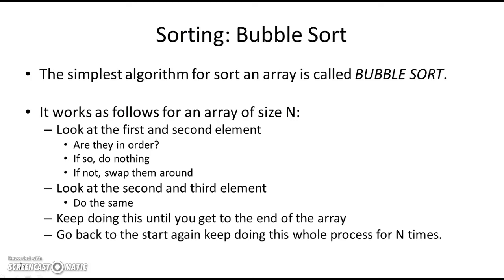Then we look at the second and third, then the third and fourth, the fourth and fifth, and we check if the left element is bigger than the right in each case. If the left is bigger than the right, then we swap them. If the two elements are already in the right order, then we don't do anything. We keep on doing that until we get to the end of the array. That doesn't mean the array is sorted though, so we jump back to the start and do that whole process again and again until the array is sorted.